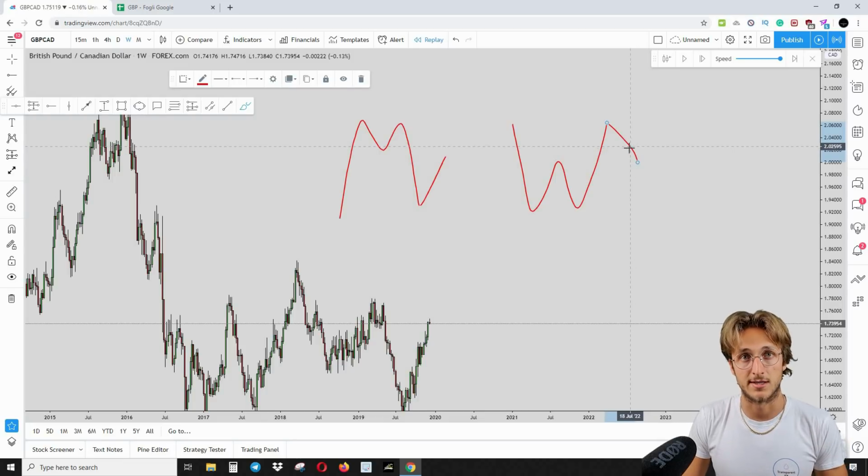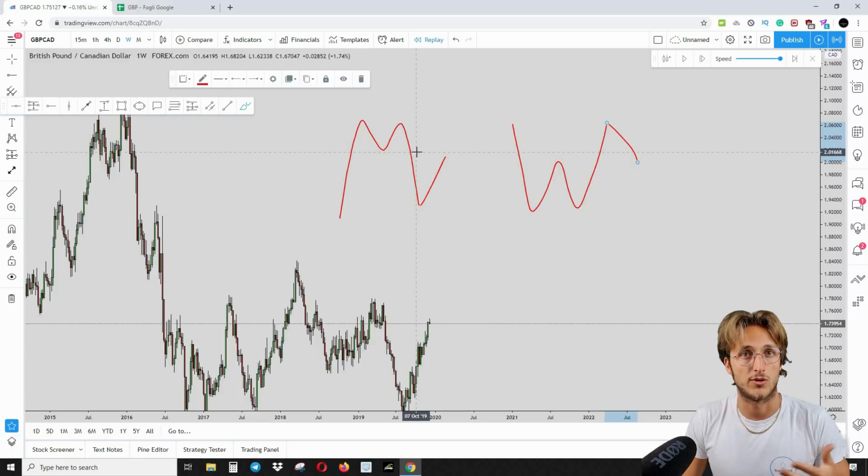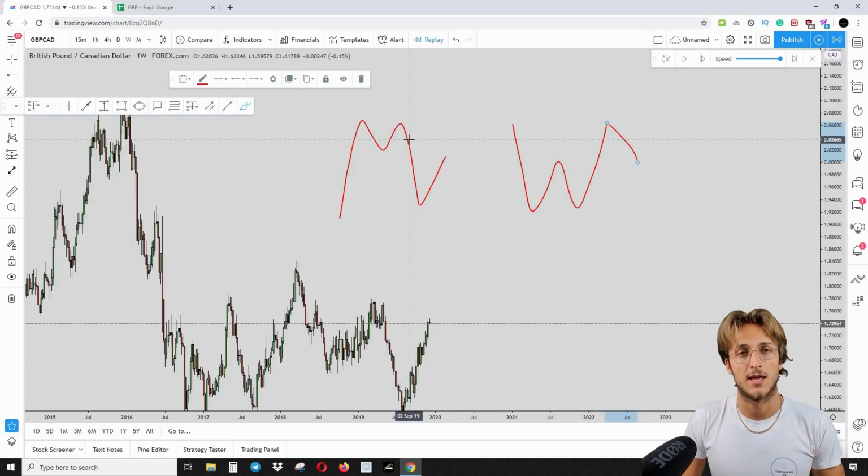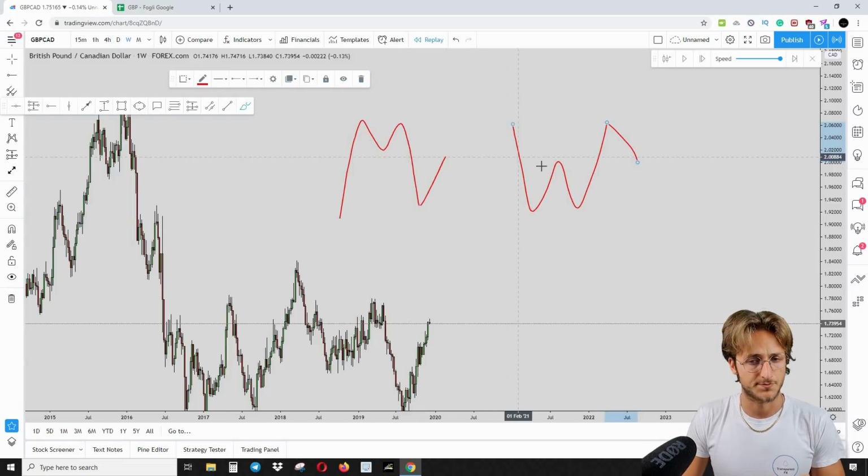What do I mean by this? For example, if you see an M formation on the weekly time frame, then on the 4-hour time frame, what you will be looking for? You will be looking for possible buying opportunities for a very good risk to reward, because these moves will be a lot of pips since the pattern that gives you the direction is on the weekly time frame. Same thing for a W formation.